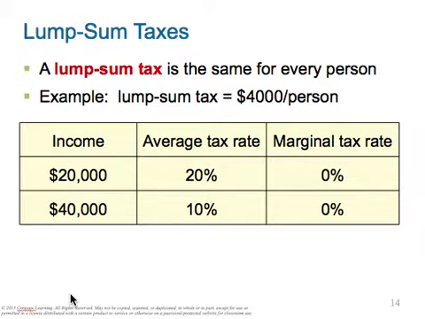If you have an income of $20,000 or an income of $40,000, this is going to be a different average tax rate, and the marginal tax rate does not change because it's just a lump sum. So 4,000 out of 20,000, average tax rate is 20%. The lump sum tax doesn't change, so there's no marginal tax rate changes. And 4,000 over 40 is 10%, so the average tax rate is 10%. And again, it's a lump sum, so it's not changing.